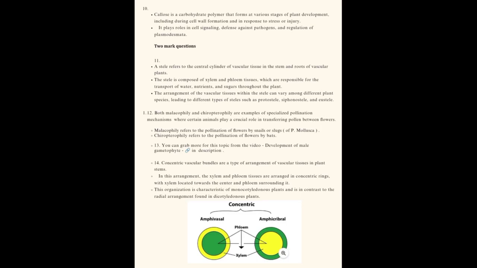14. Concentric vascular bundles are a type of arrangement of vascular tissues in plant stems. In this arrangement, the xylem and phloem tissues are arranged in concentric rings, with xylem located towards the center and phloem surrounding it. This organization is characteristic of monocotyledonous plants and is in contrast to the radial arrangement found in dicotyledonous plants. 15. Crassinucellate ovules have a thick nucellus, which is the central part of the ovule containing the embryo sac.